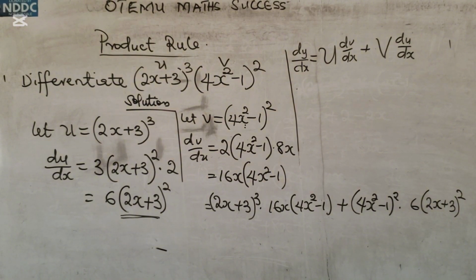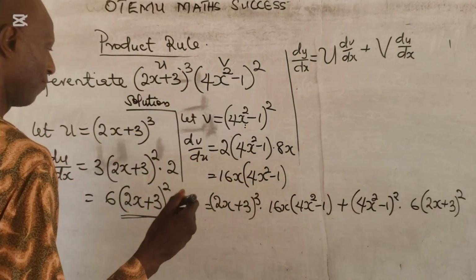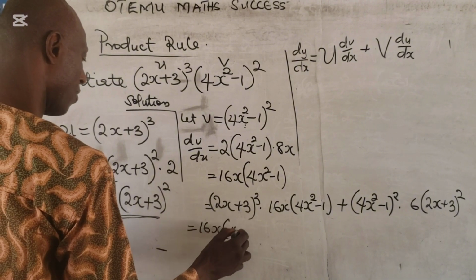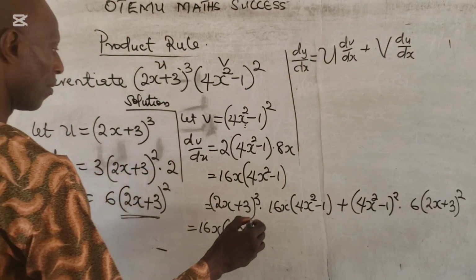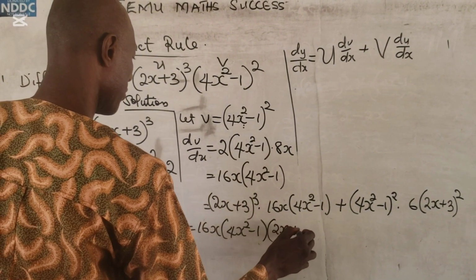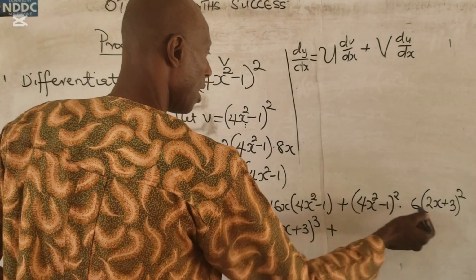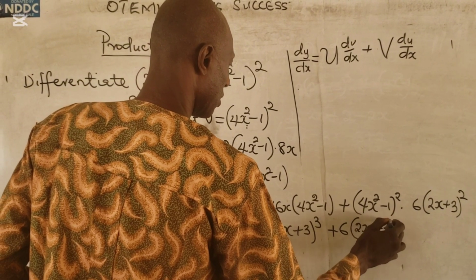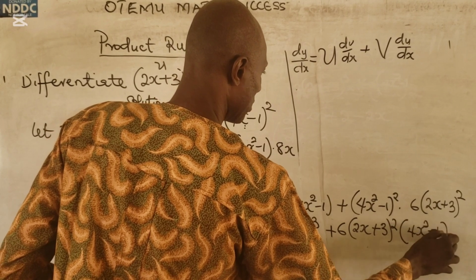So what I want us to do, I want to bring this to this side, this one to this side, which is the same thing as 16x into (4x^2 - 1), the same thing, into (2x + 3)^3, then plus, I will bring 6 into (2x + 3)^2 into (4x^2 - 1)^2.